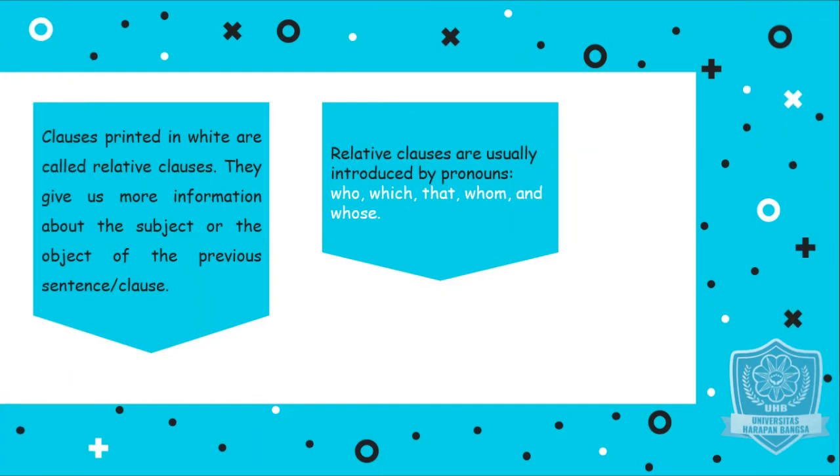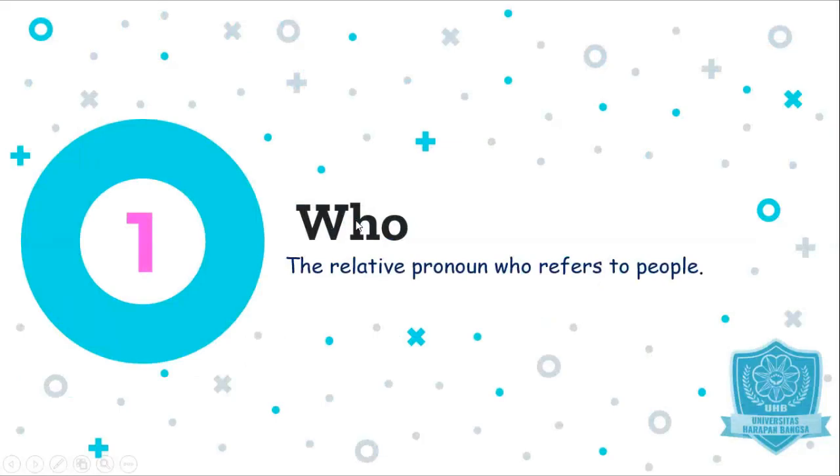Well, basically, relative clauses or adjective clauses give us more information about the subject or the object of the previous sentence or clause. Usually, relative clauses are introduced by pronouns like who, which, that, whom, and whose. We start by discussing who. The relative pronoun who refers to people. I repeat, the relative pronoun who is only used for describing people.